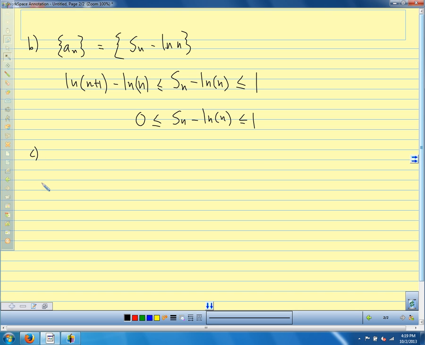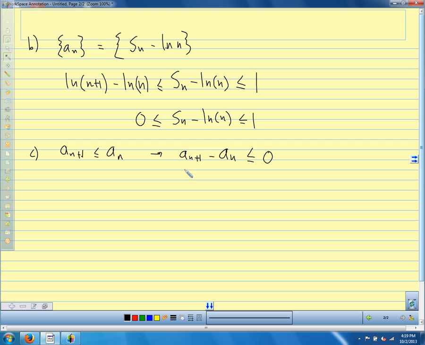For part C, we want to show that our sequence is decreasing. To show that a sequence is decreasing, we need to show that A sub n plus 1 is less than or equal to A sub n for n greater than or equal to 1. So each successive term is smaller. Well, for this to be the case, we need that A sub n plus 1 minus A sub n is less than or equal to 0. So we're going to demonstrate that this is in fact the case.